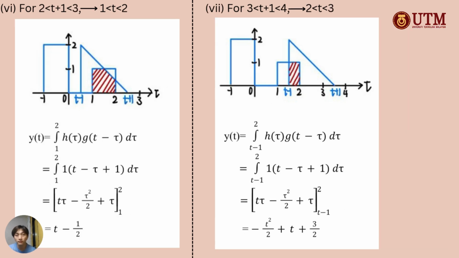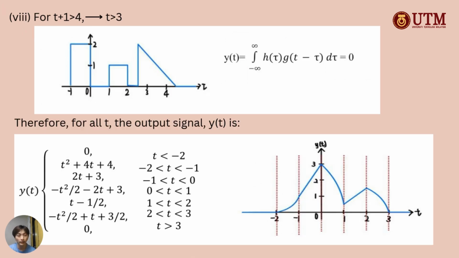So when t is between 1 and 2, the triangle fully overlaps the small column, and the y(t) equation is equal to (t minus 1) divided by 2. And then for t between 2 and 3, you can see the triangle wants to go out of the small column but still overlaps. The y(t) equation is minus t squared divided by 2 plus t plus 3 divided by 2. And then we go to the last one, which is t greater than 3.